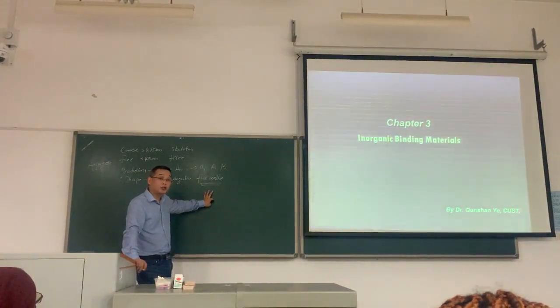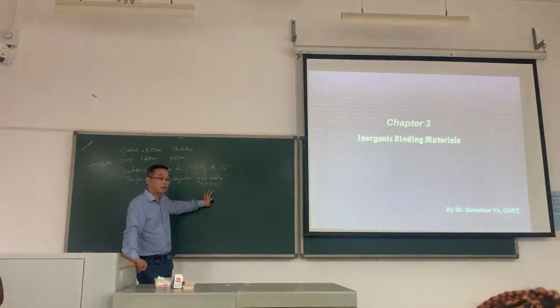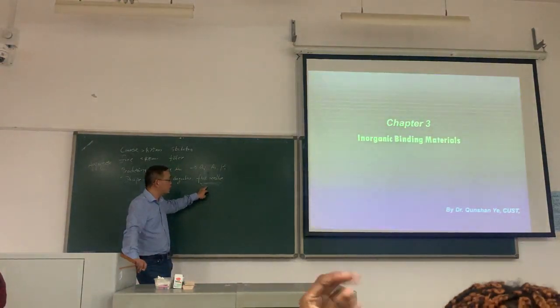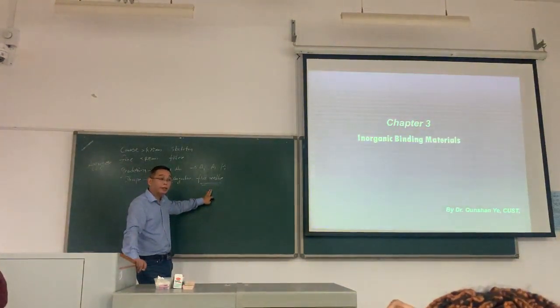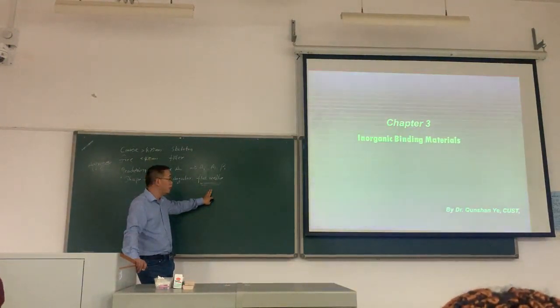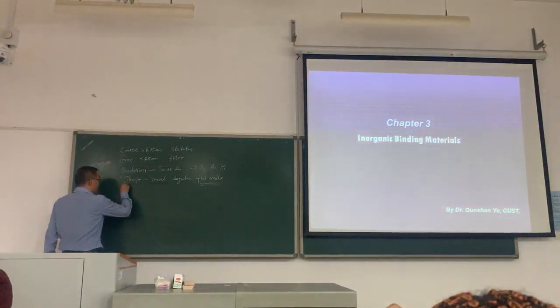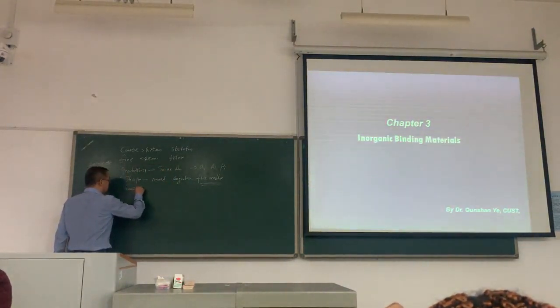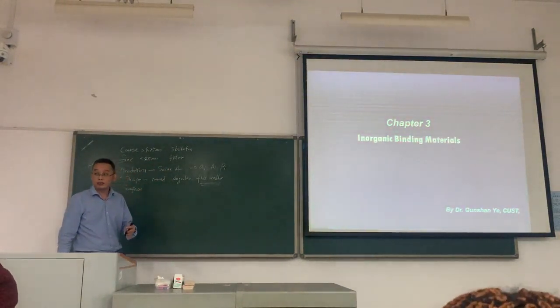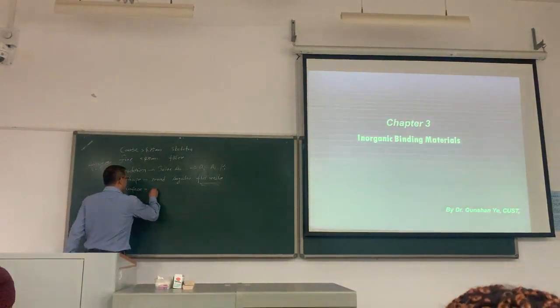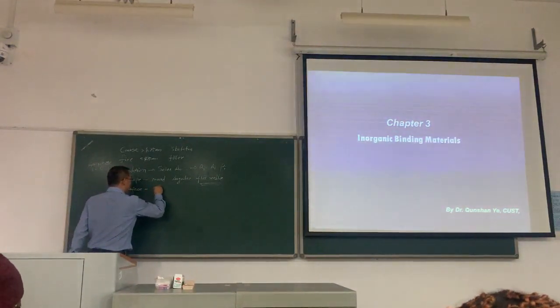So if we want to evaluate the quality of the aggregate, this index is very important. If this index is high, it means the quality of the shape is bad or poor. And then about the surface of the aggregate. What kind of surface does aggregate have?